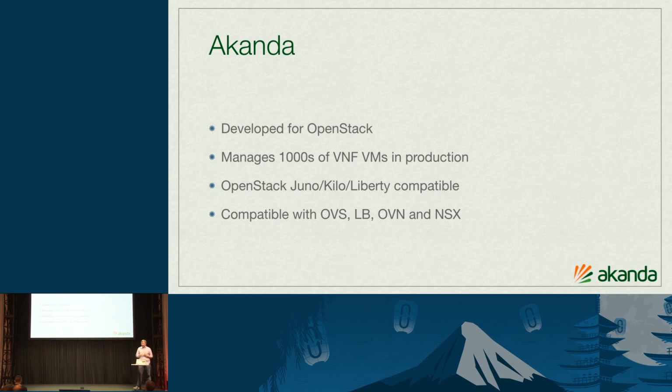Akanda provides support for Juno, Kilo, and Liberty, making Astara compatible with all 3 releases. So depending on your deployment, you get the opportunity to deploy; you don't have to have the latest and greatest. And lastly, it's compatible with a number of different L2 orchestration systems, based on OVS or Linux Bridge. We've even been testing it with the in-development OVN project, as well as NSX. So, thank you very much.